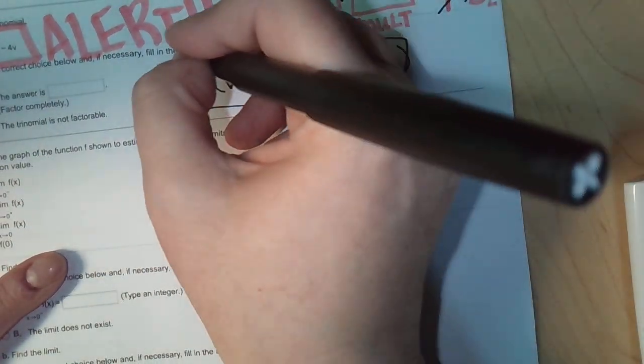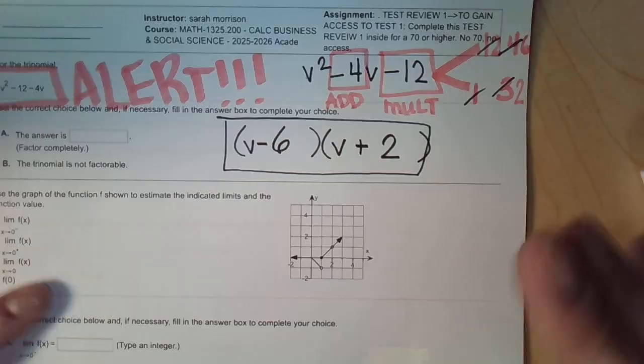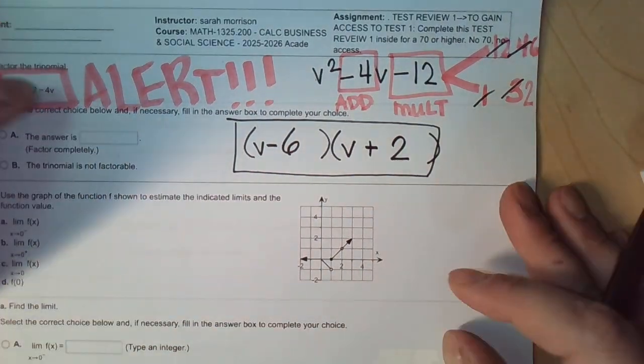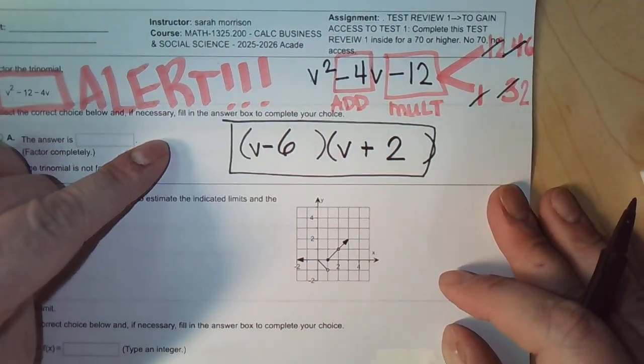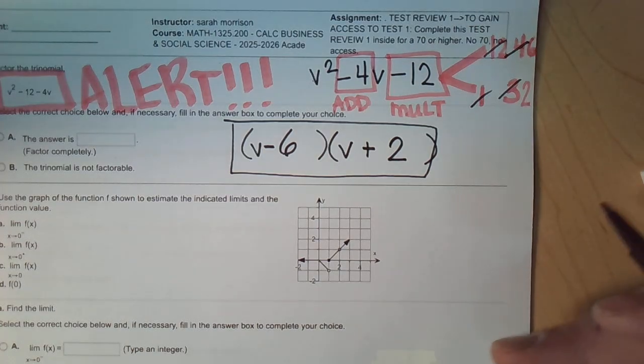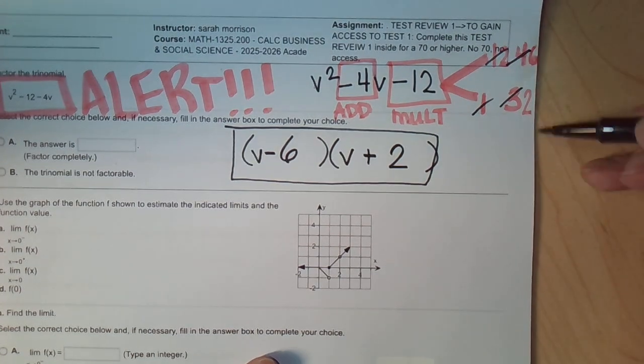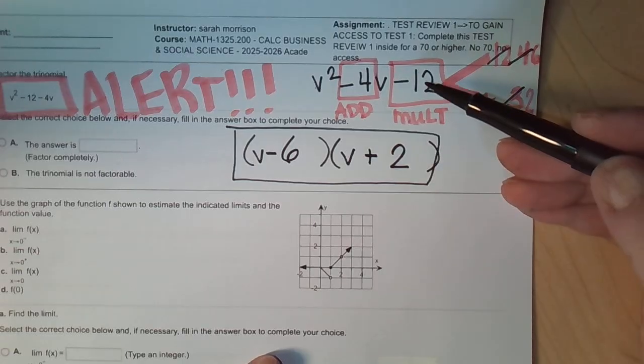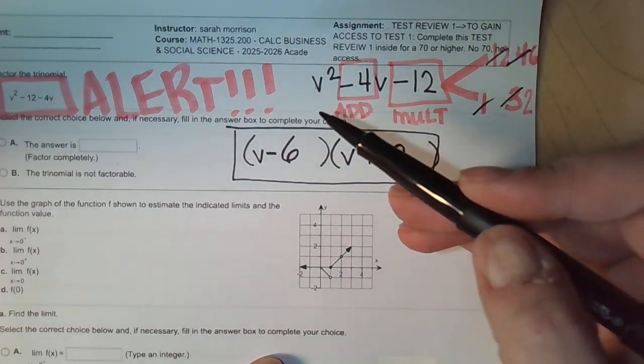Okay, so just be careful. On your test, it's not going to be in order. You have to put it in order or you're probably going to get it wrong. Second, pick the pair of numbers that multiplies to that last and adds to that middle.